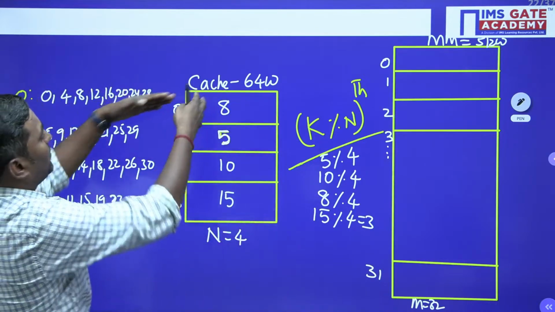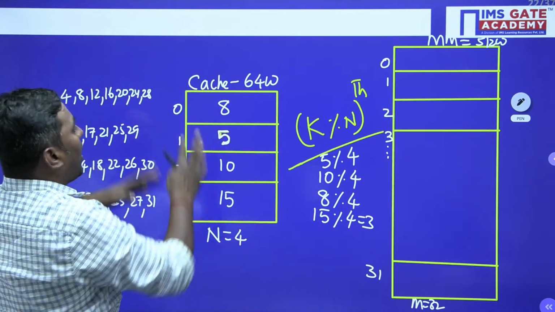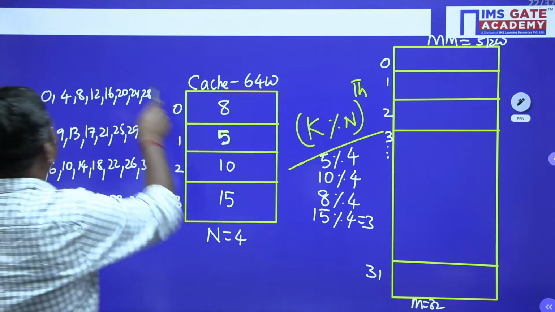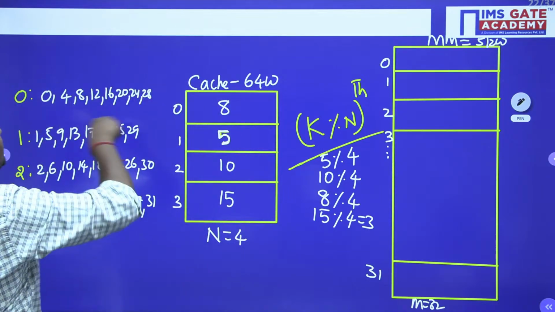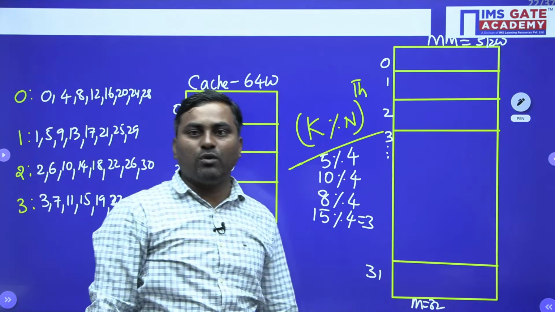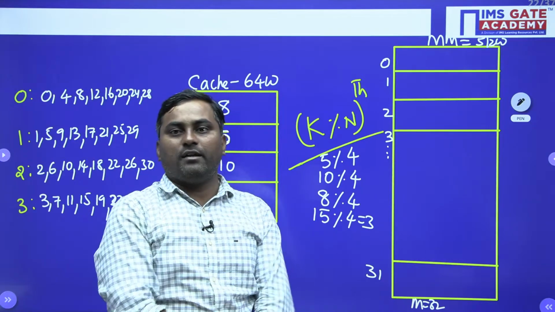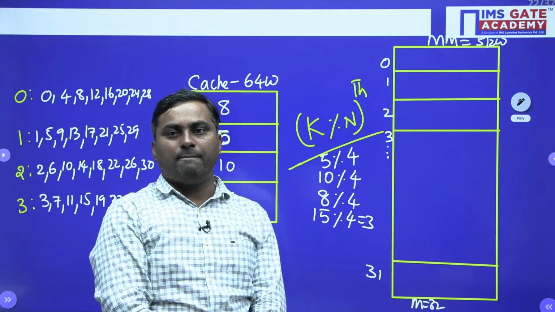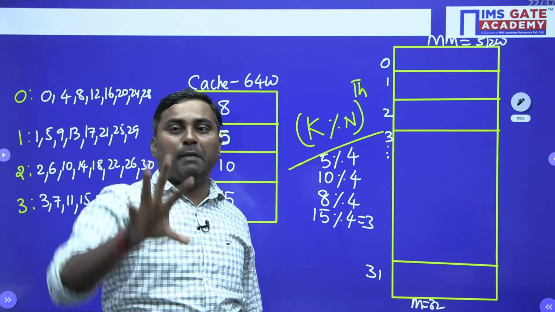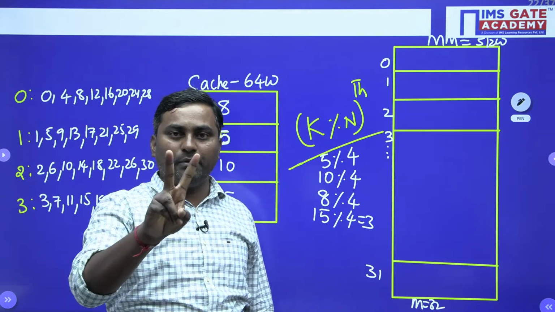8 blocks map here, 8 blocks map here, 8 blocks map here, 8 blocks here. Out of these 8, 1 will be there in the cache. Yes or no? Out of these 8, 1 will be there. Simple. So I hope you understand mapping.